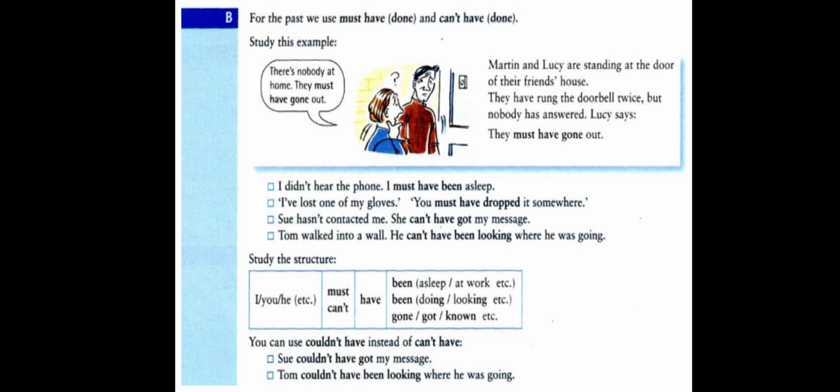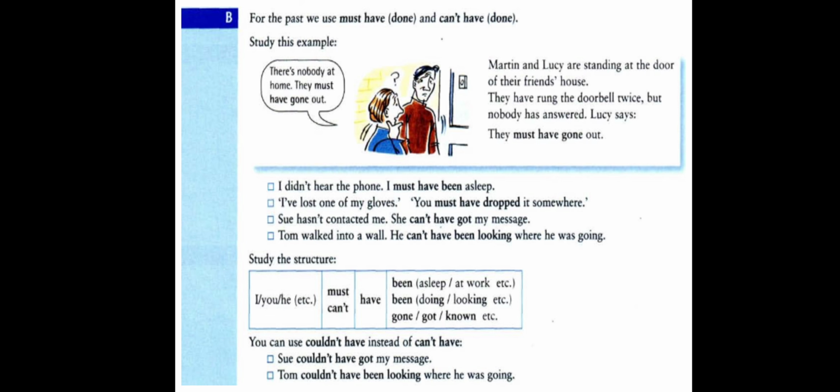Examples: you can use couldn't have instead of can't have. For negative inference, we can replace can't by couldn't. So couldn't have, and this is in the past inference only. We say you can use couldn't have plus past participle instead of can't have.